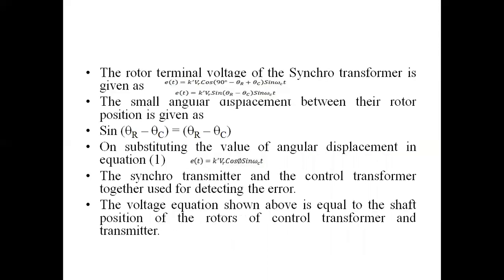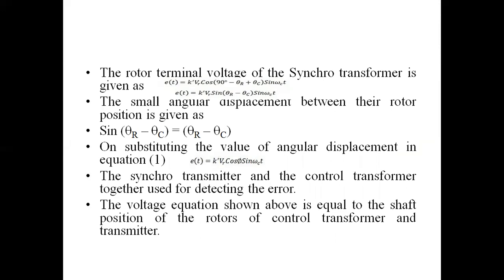So we have to consider that the positions of the rotor and transmitter change in the same direction. When we consider an angle theta_r, which deflects the rotor of the transmitter, and that of the control transformer is theta_c, the total angular separation between the rotors is given as phi = 90 degrees minus (theta_r plus theta_c).